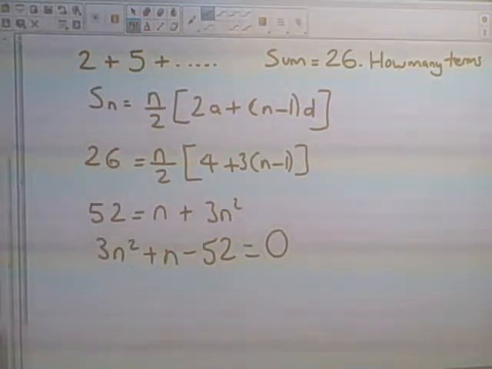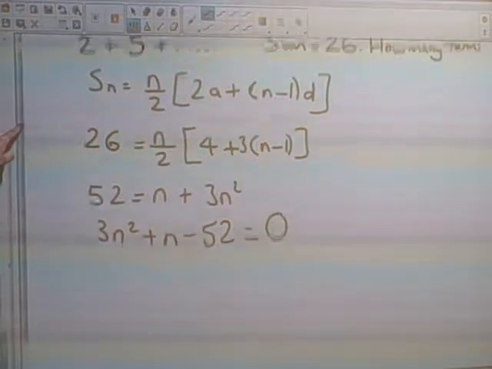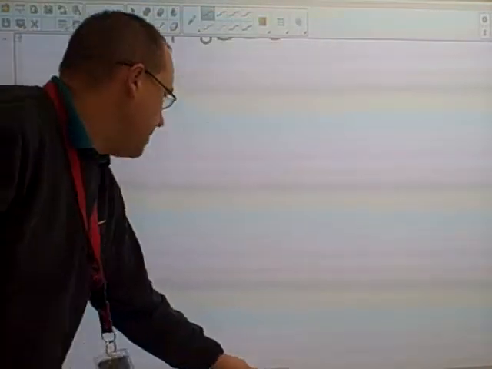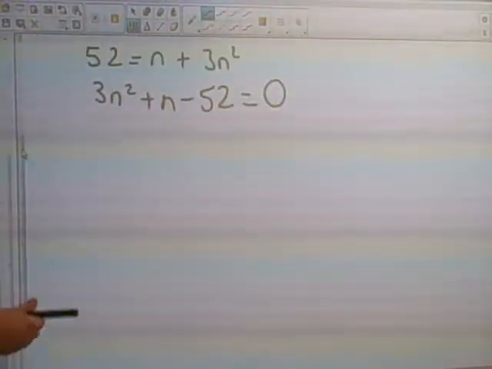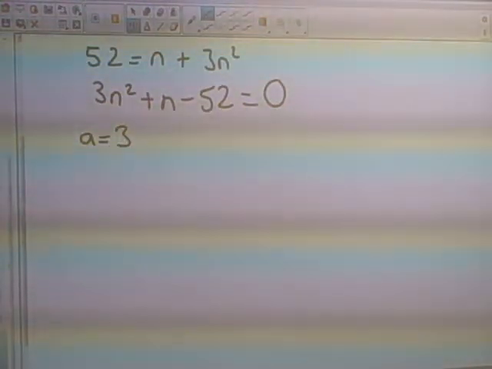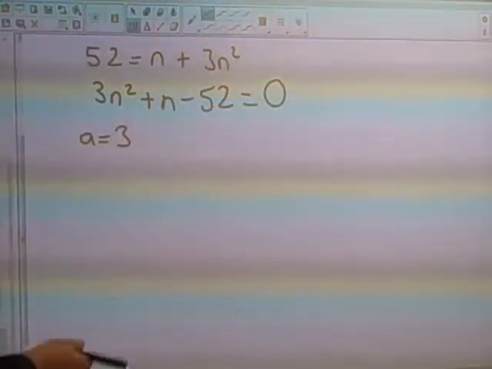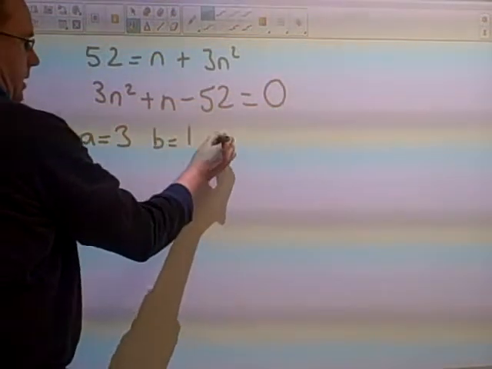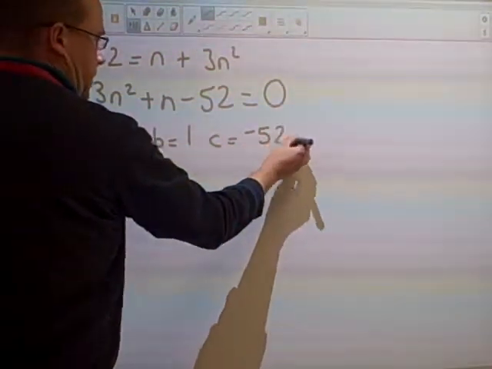Then we've got a couple of different methods we can use for this. We can either use the quadratic formula or we can factor. In most of your questions the numbers are going to be too big to factor, so I think we should go ahead and use the quadratic formula for this. So a equals 3, b equals 1 and c equals negative 52.